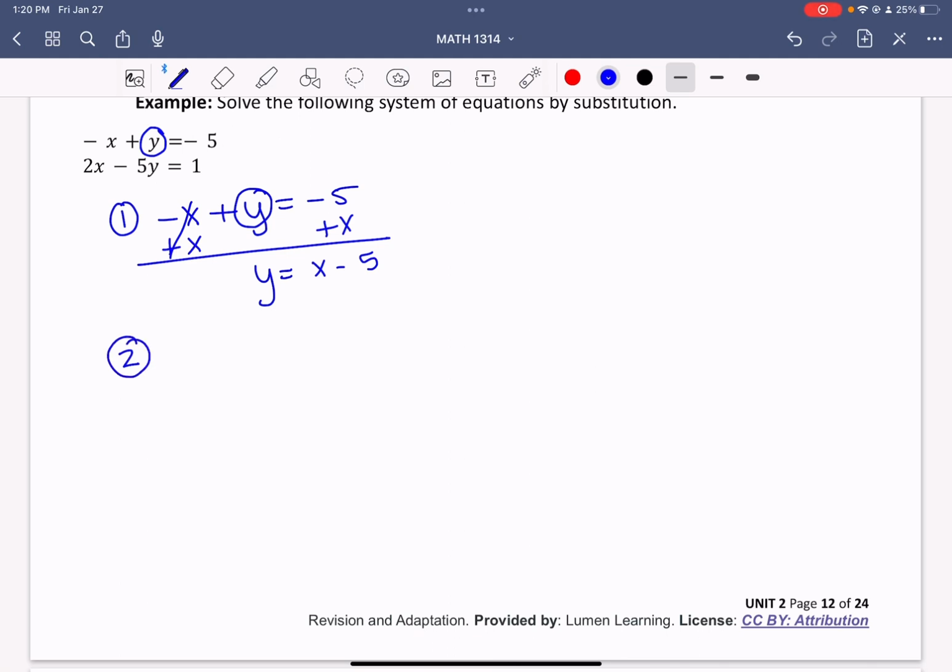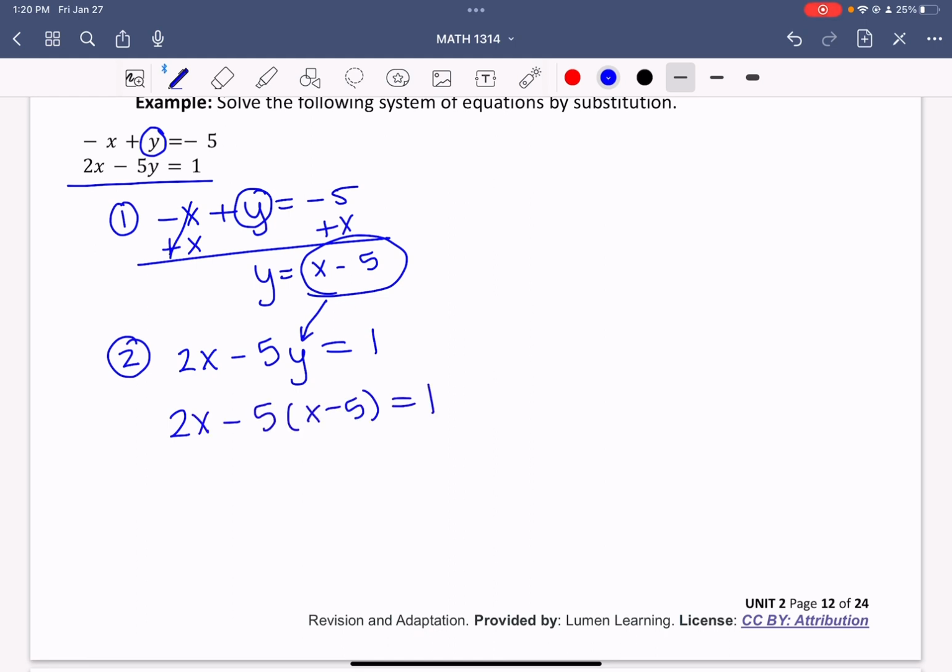Step number 2, I'm going to substitute into the other equation and solve. So I'm going to take my second equation, 2x minus 5y equal to 1, and I'm going to sub in what y is equal to right here. 2x minus 5, y is now x minus 5, equal to 1. And it says to solve. So I'm going to distribute. Be careful when you distribute. You are distributing a negative 5. So 2x minus 5x plus 25 equal to 1.